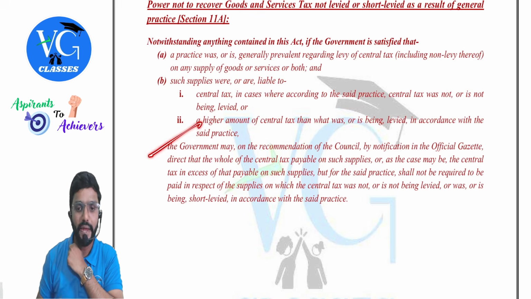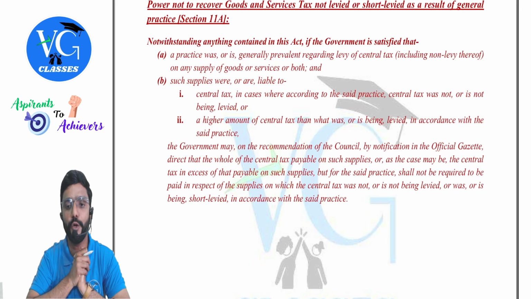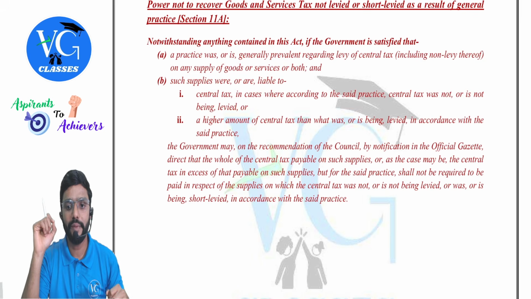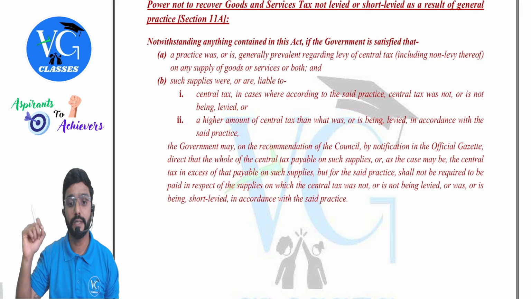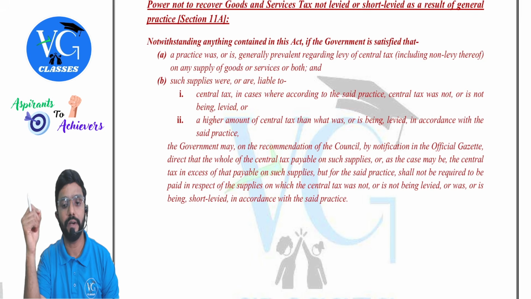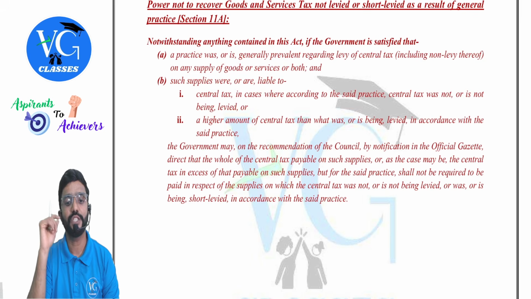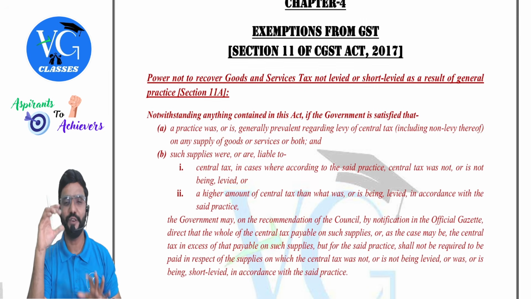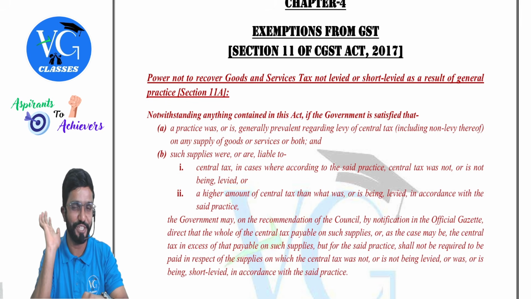The government may, on the recommendation of the Council, by notification in the Official Gazette, direct that the whole of the central tax payable on such supplies, or as the case may be, the central tax in excess of that payable on such supplies, but for the said practice, shall not be required to be paid in respect of the supplies on which the central tax was not or is not being levied, or was or is being short levied in accordance with the said practice. Hope you understood.